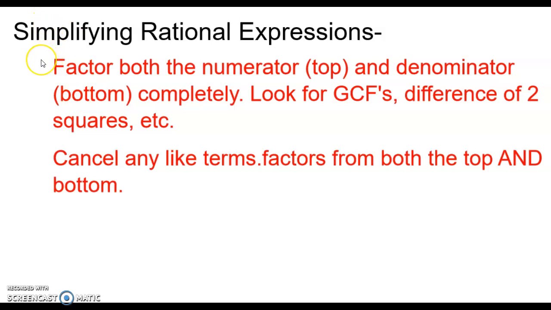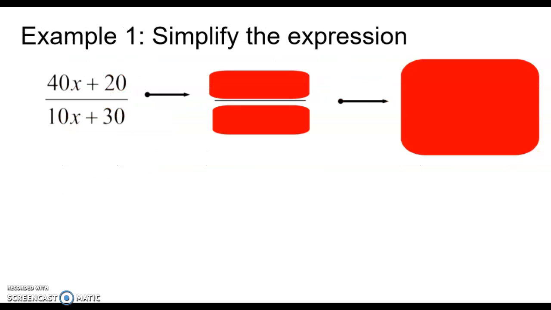We're going to take a look at 4 examples, and we would like you to try some on your own. Following along in the notes, this is on page 3. We're looking at example 1. We have 40x plus 20 divided by 10x plus 30.